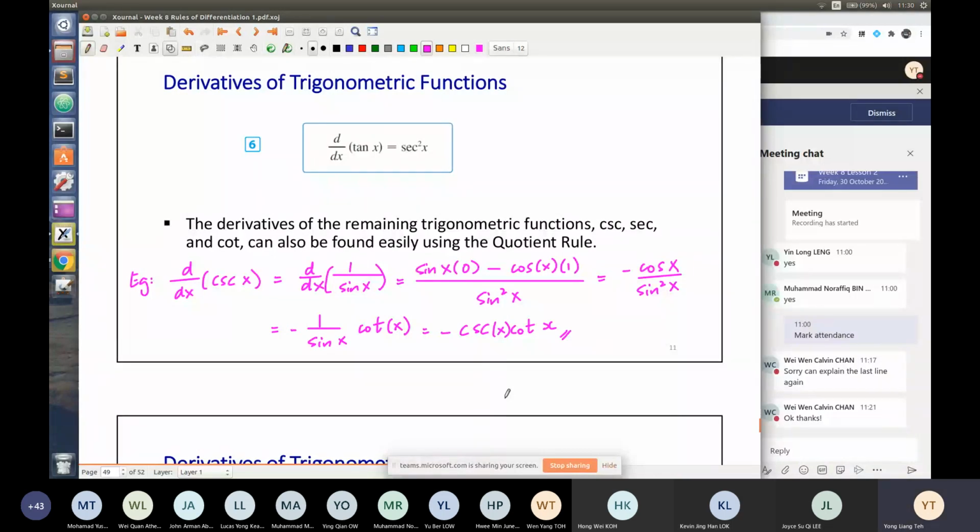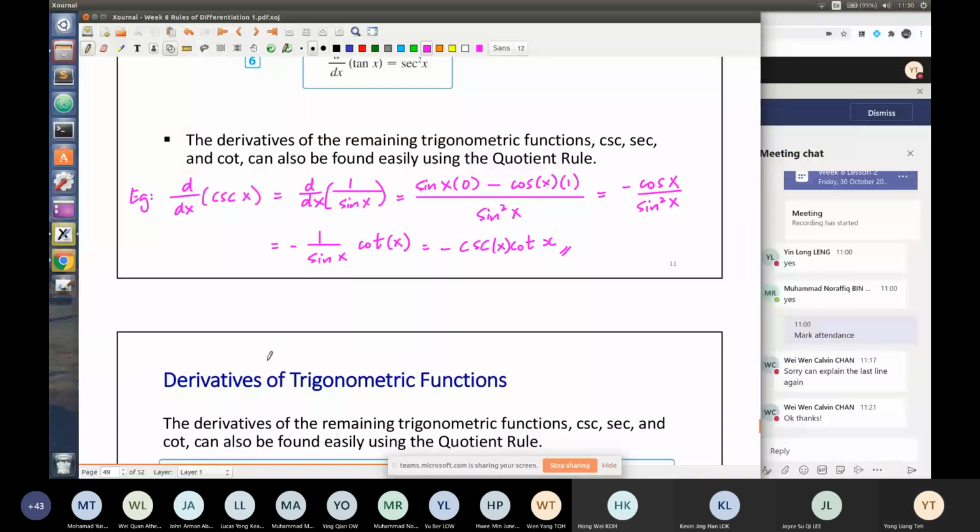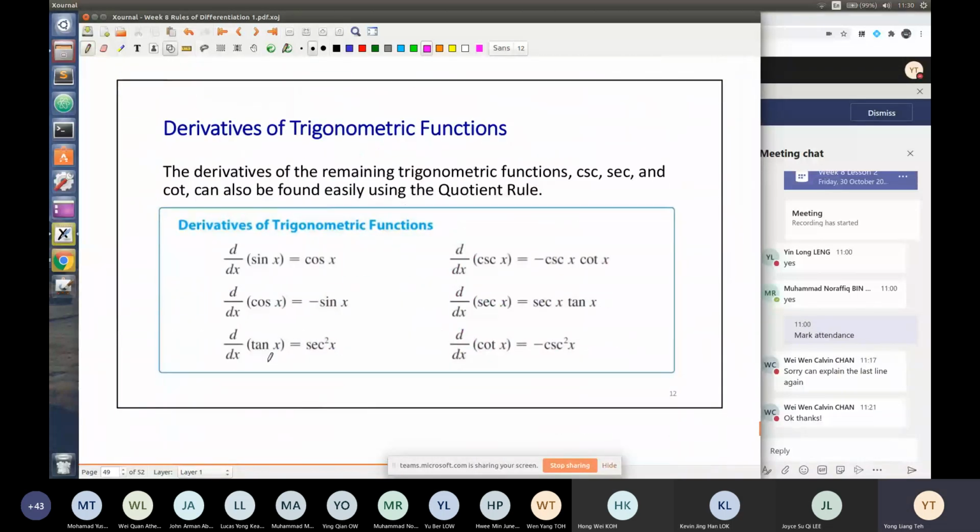So you can do the same with secant x if you like, or cotangent x if you like. Basically I just showed you this one, so you can try the other two yourself.